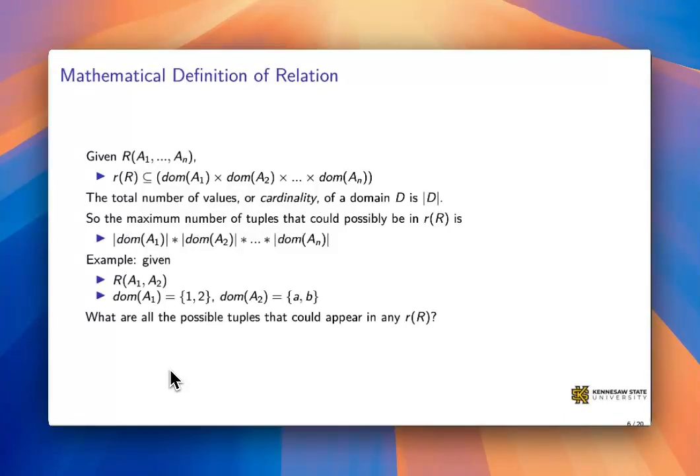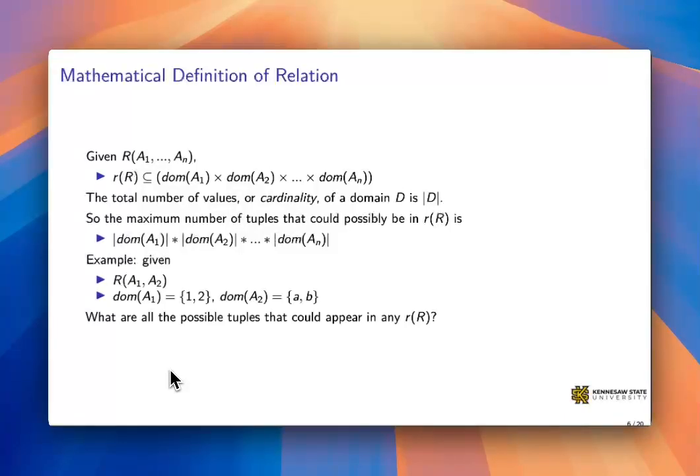So the total number of values, or cardinality of a domain D, is vertical bar D vertical bar in the usual set notation. So the maximum number of tuples you could possibly have in any relation conforming to schema R is the magnitude or cardinality of the domains multiplied together.